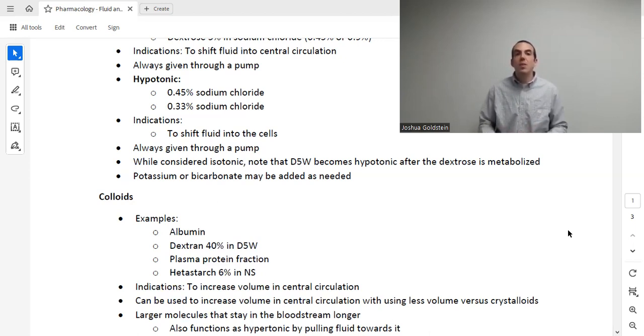Two points I want to make. First of all, an isotonic solution, D5W, becomes hypotonic after the dextrose is metabolized. Now that we've reviewed it, let's see if you understand why.